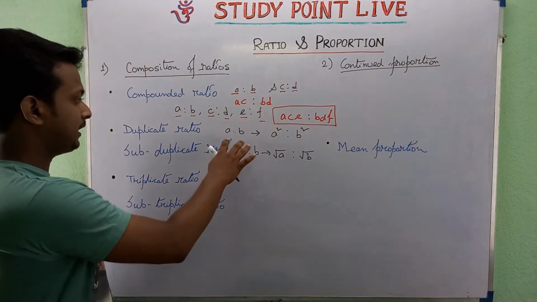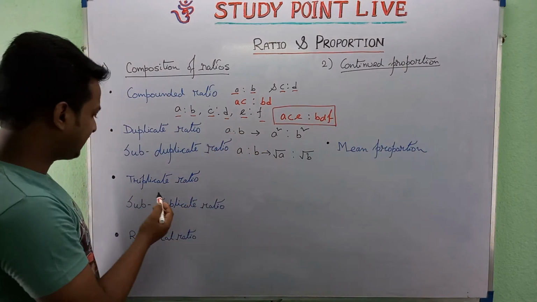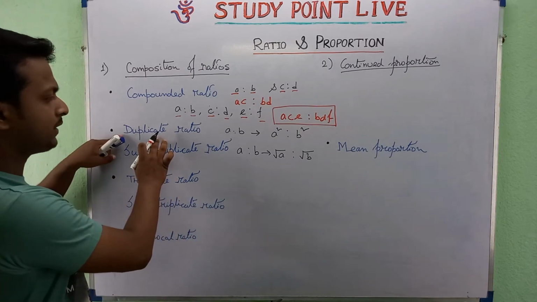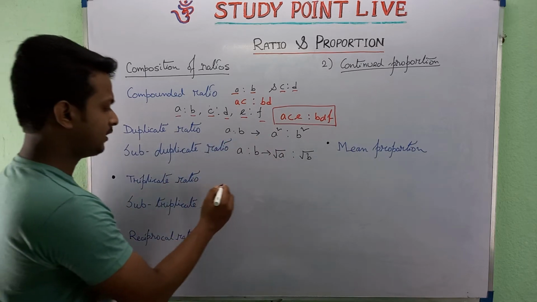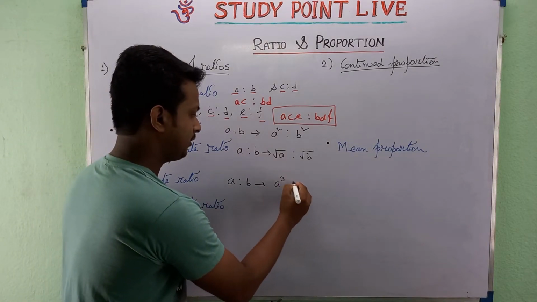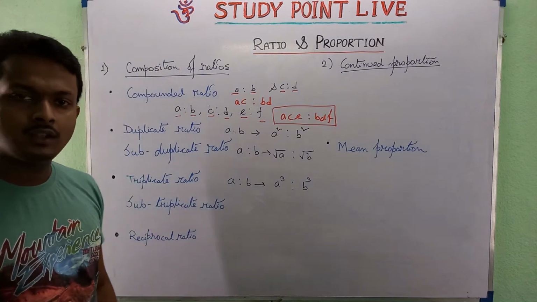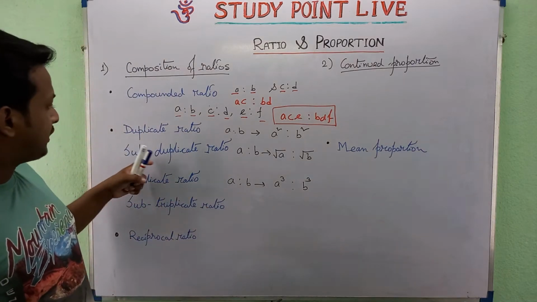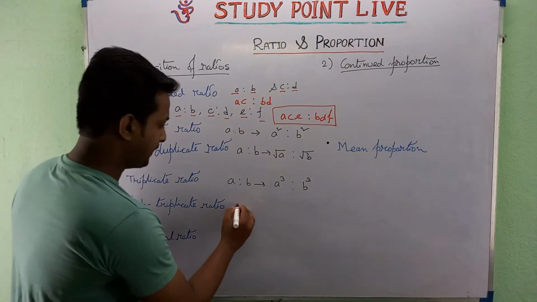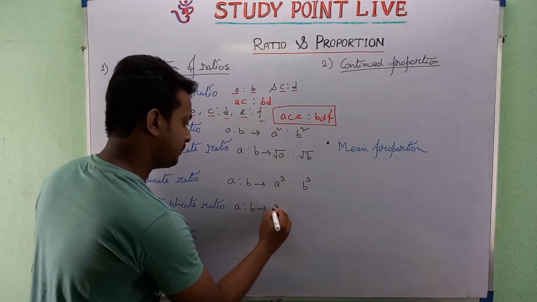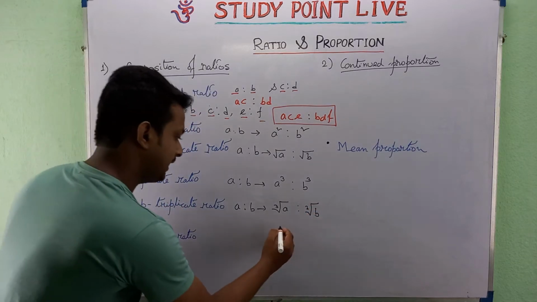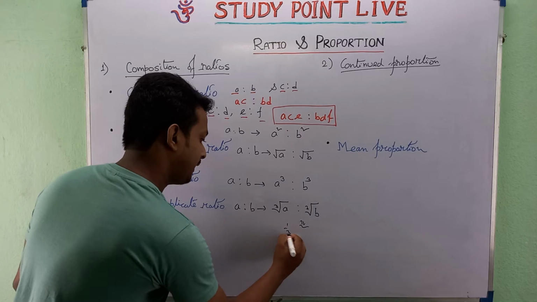Right. So by this, I think this topic will be a little bit clear to you. See, here it is duplicate ratio. Here it was duplicate, that's why it was square. Now here it is triplicate. So if we want to write the triplicate ratio of A is to B, it will become A cube is to B cube. Right? And by the same process, here it was subduplicate ratio, so we did the square root. But here it is subtriplicate ratio, so the subtriplicate ratio of A is to B will be cube root of A is to cube root of B. That can also be written as A to the power 1/3 is to B to the power 1/3.